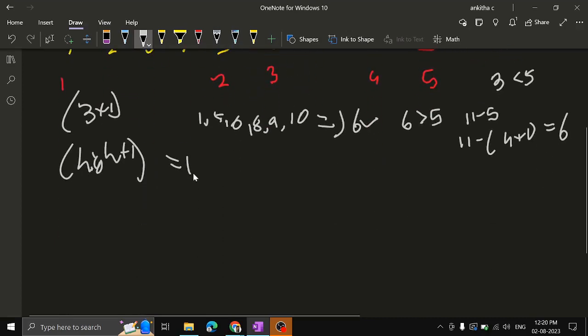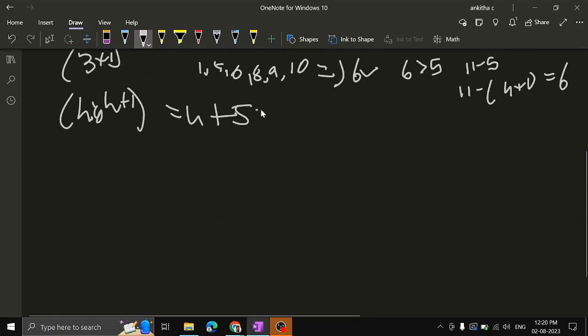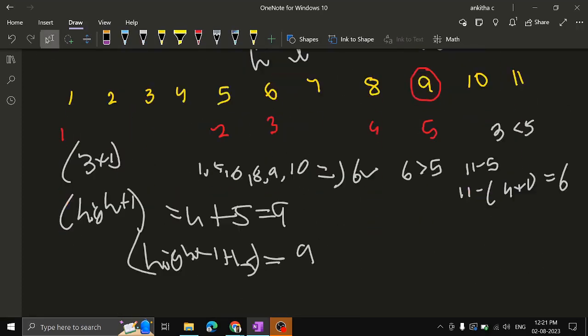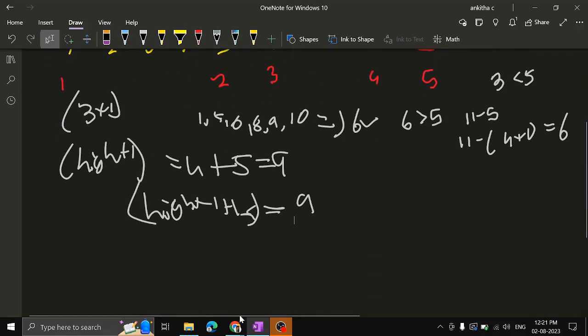So once you have this 4, from 4, how many elements are missing? Fifth element we need. So that is 4 plus 5, that will give you 9. So it is nothing but high plus 1 plus the given number. That will give you 9 as the answer. You are checking what element should be present at this position, that is nothing but the high index plus 1. So 4 should actually be present in that position. From there, the fifth element you have to trace. So 4 plus 5 will be 9. This is the answer for the question.